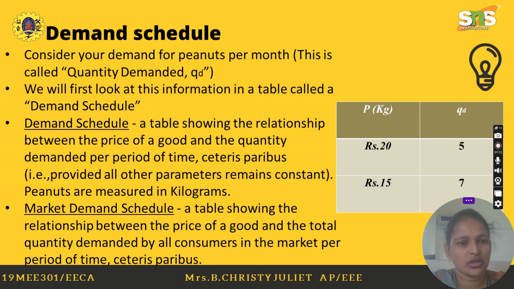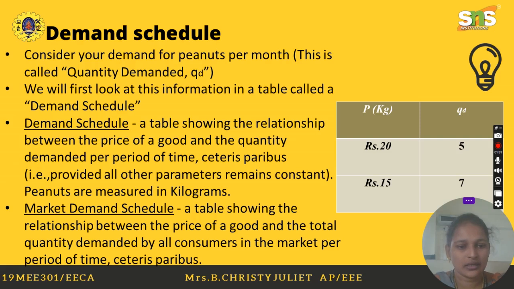So now let's see what is meant by demand schedule. For example, consider the demand for peanuts per month. The demand for peanuts every month is the quantity demanded, which can be given by QD. Now we will form a table with the price of the peanuts for every month and then the quantity demanded every month. Now this table that gives the information regarding the price and the quantity demanded is the demand schedule.